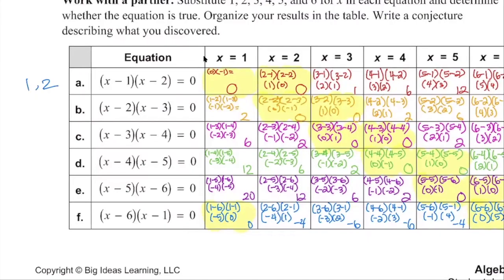Looking at B, our solutions would be 2 and 3. C would be 3 and 4. D, 4 and 5. E, 5 and 6. And F, 1 and 6.